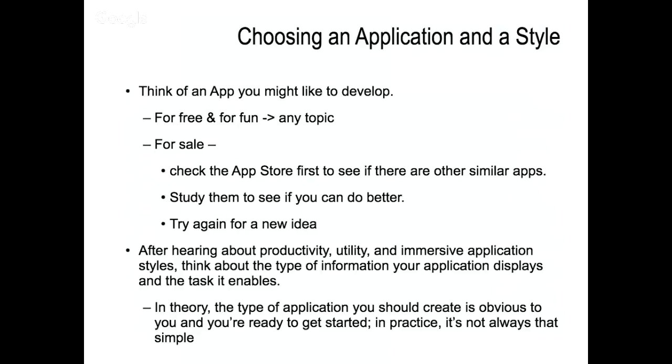So when you choose an app type, think of what it's for first, and then you can begin to develop that type of app. It could be something free and fun, or something for sale. Check the app store to see if there are any similar apps, and study them. That's why I tell you the free and paid apps to look at is a good idea. After hearing about productivity, utility, and immersive apps, think about the type of information your application would want to handle and enable. In theory, the type of application you should create is obvious to you, and you've probably already started thinking about it in your head, and you'll be doing that in a few weeks when you think of your final app.